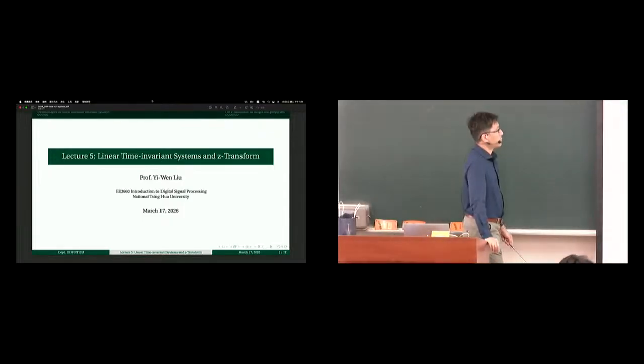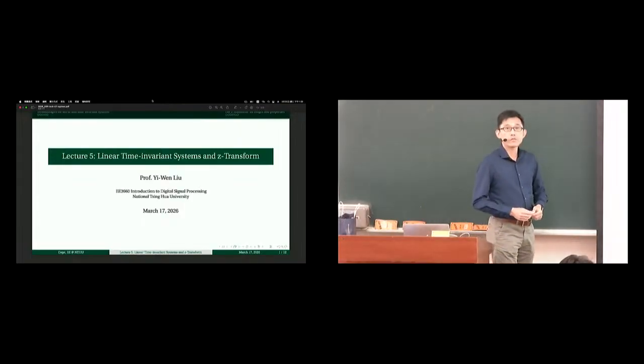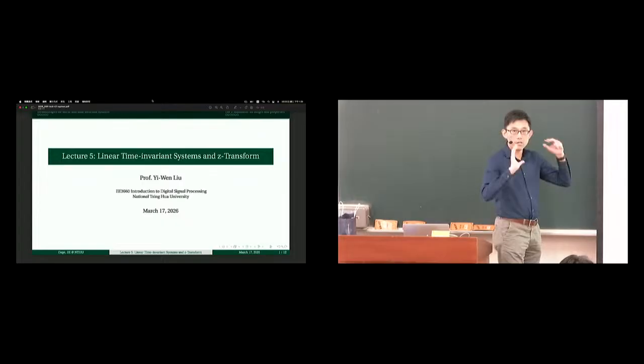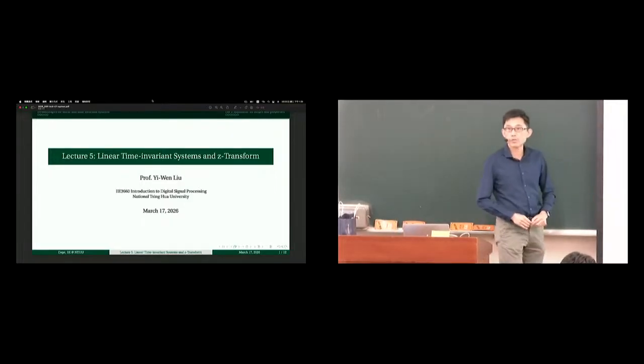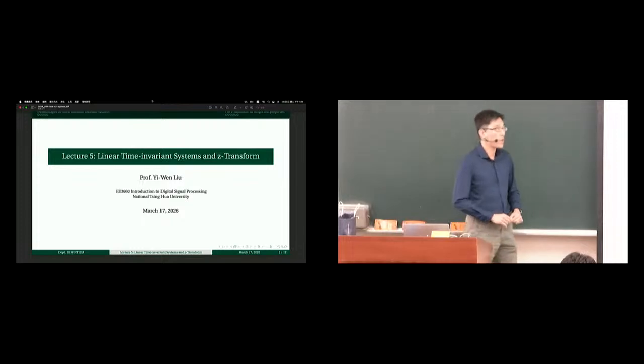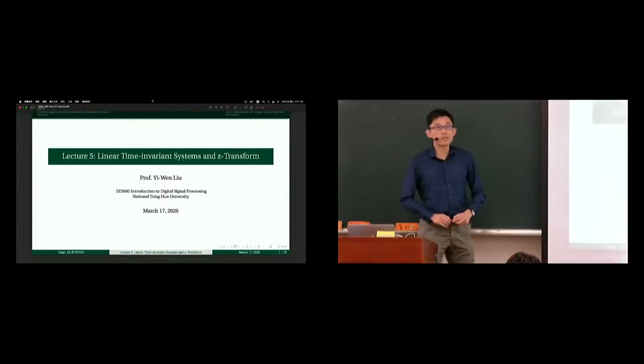And so what is a system? A system in this course refers to something, a block, a building block. A system receives input and produces output. Okay, so that's our simple definition. A system is something that receives an input and produces an output.